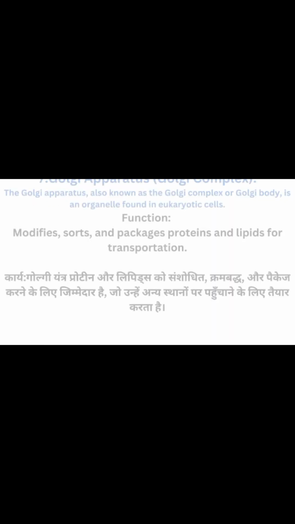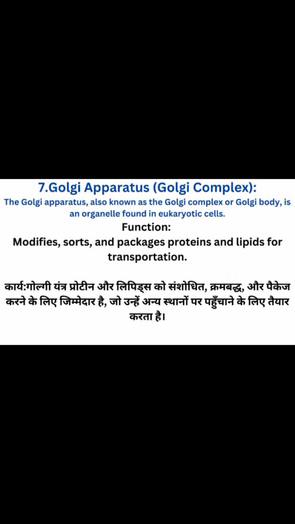Now let's talk about the Golgi apparatus, also known as the Golgi complex or Golgi body. It is this organelle found in eukaryotic cells, and it has a crucial role. The Golgi apparatus modifies, sorts, and packages proteins and lipids, getting them ready for transport to other locations within the cell or outside of it.